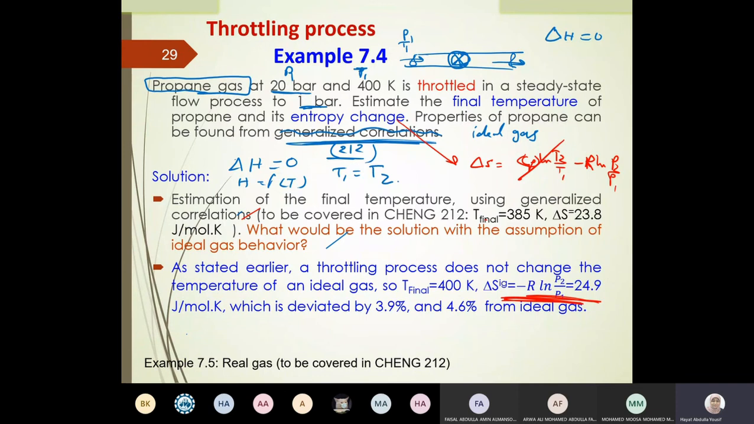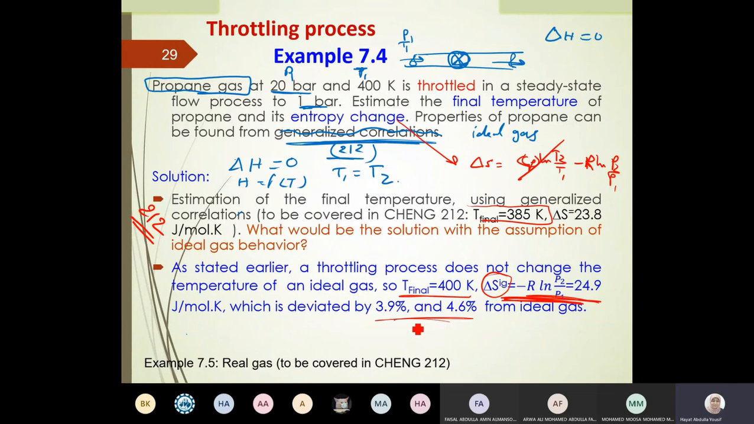Okay, so entropy change, I have it. So that's wonderful, but this is only if it is ideal gas, and temperature will not change. In your textbook, they solve it using the correlation, which is Cheng 212. I'll just write here next to it Cheng 212, okay? But I just want to draw your attention that if they use the correlation, they put the temperature as 385. There is a difference between the ideal gas and real gas calculation. And entropy change, they got it as 23.8 joule per mole Kelvin. I got it as 24.9 joule per mole Kelvin.